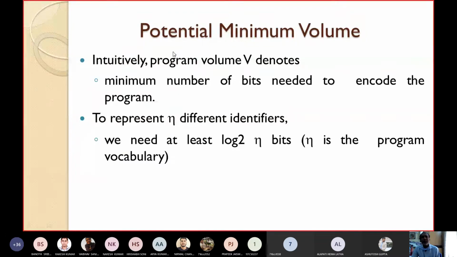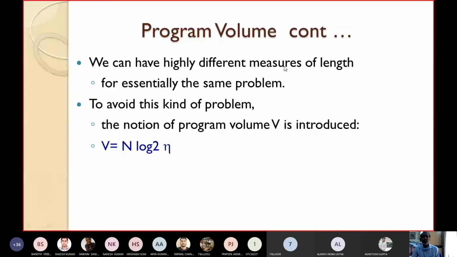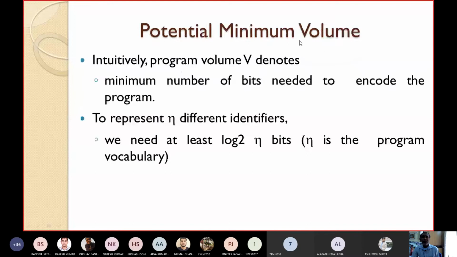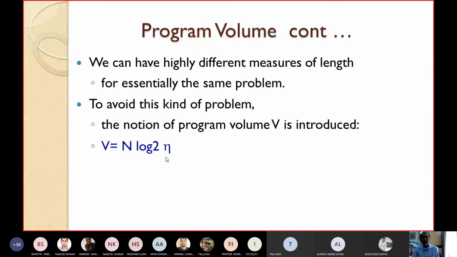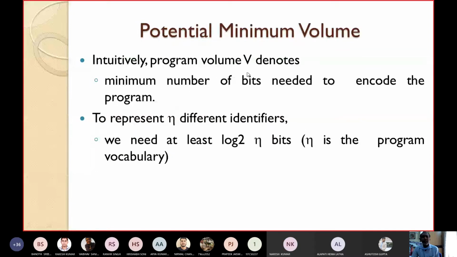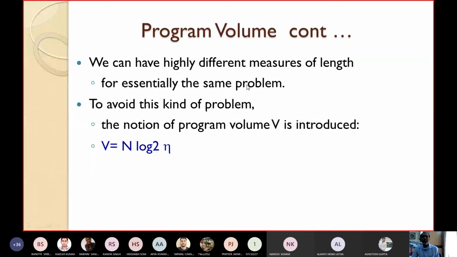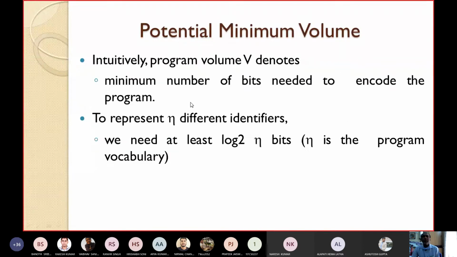Now let's see another definition, potential minimum volume. Here we have seen program volume, but what is the potential minimum one? Intuitively, program volume V, which is N log 2 eta, denotes the minimum number of bits that will be required to encode the given program.